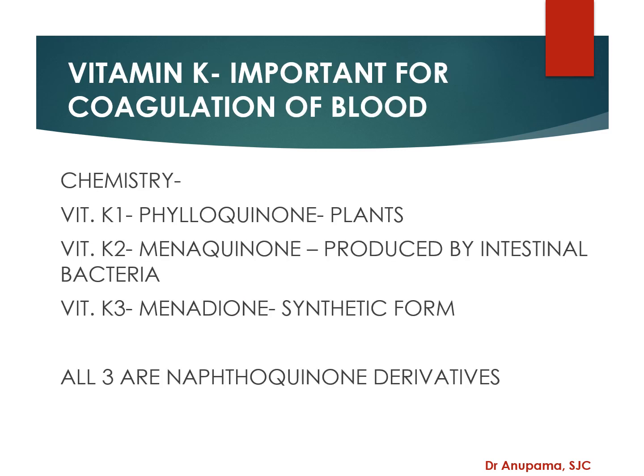Vitamin K. It is important for coagulation of blood. Here we have vitamin K1, which is phylloquinone, which is found in the plants. Then we have vitamin K2, which is menaquinone, and this is produced by intestinal bacteria. We have vitamin K3, which is menadione. It is a synthetic form. All these three are naphthoquinone derivatives. So once again, vitamin K1 is of plant origin, phylloquinone, while vitamin K2 is produced by the intestinal bacteria.